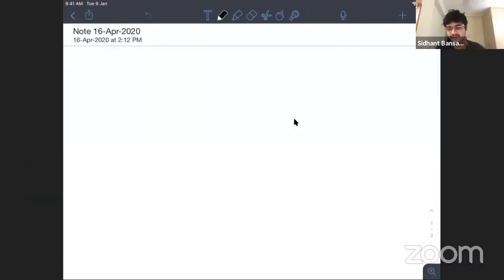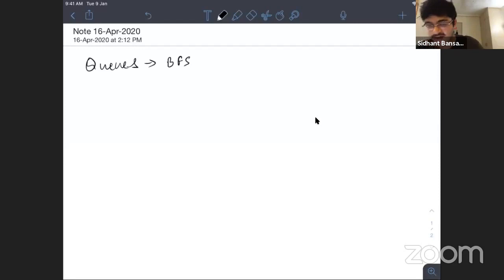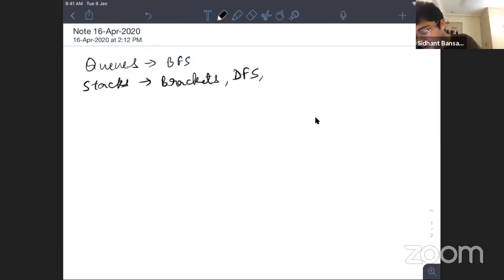Okay, so the second thing we wanted to cover was a question tackling DQs. This is the TLDR version. Queues are generally used only for BFS. That's the most prominent use case of queues. Stacks are used for bracket questions or DFS or avoiding recursion limit. I don't think you can find any other use case of BFS easily.